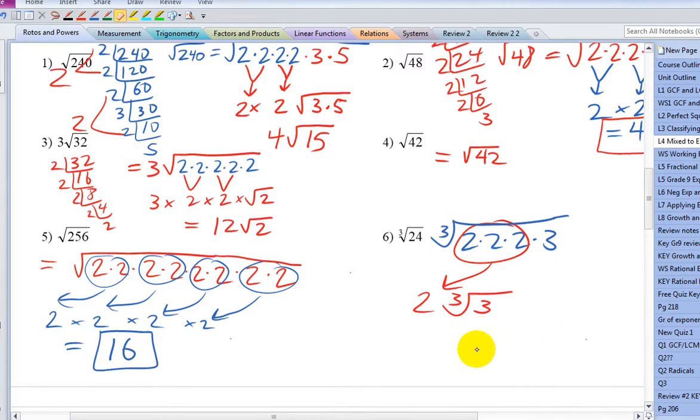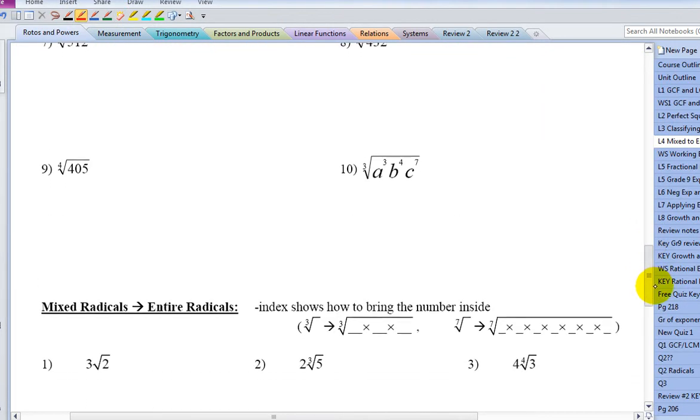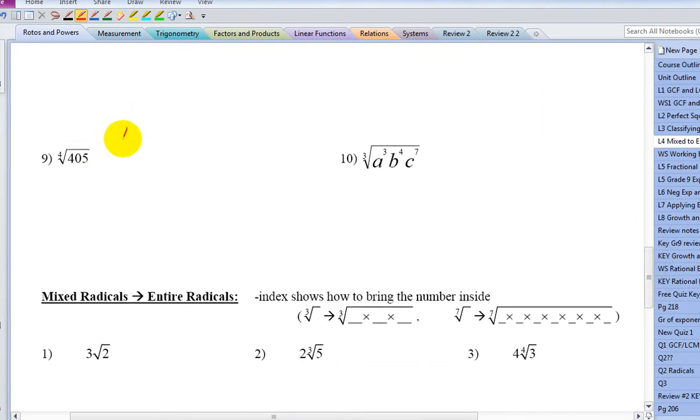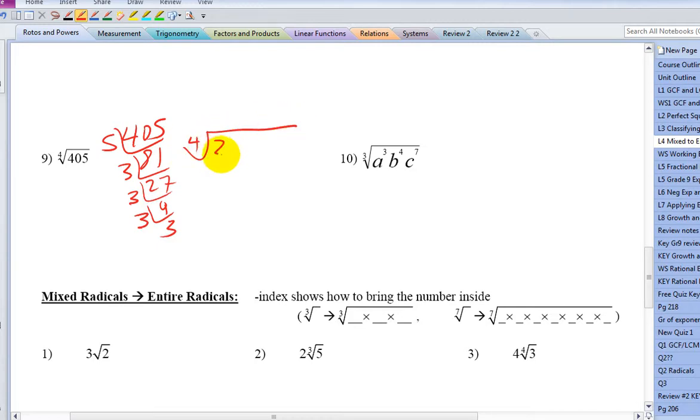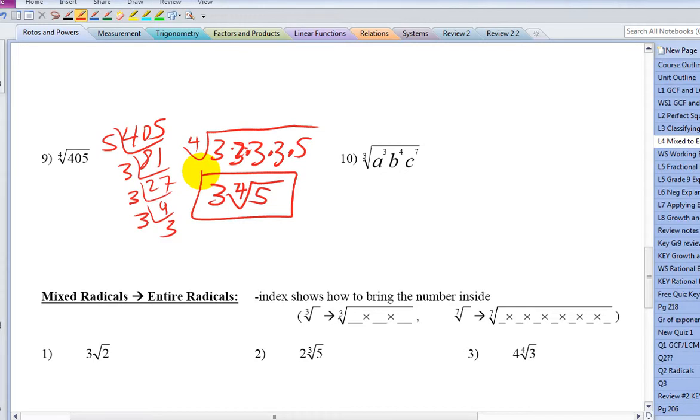Good. Okay, turn over, next page. 405: divide by 5, it's 81. Divide by 3, 27. Divide by 3, 9. Divide by 3, 3. So this is the 4th root of 3, 3, 3, 3, and a 5. And so you can take out a single 3. There you go. 3 times the 4th root of 5. Any questions?